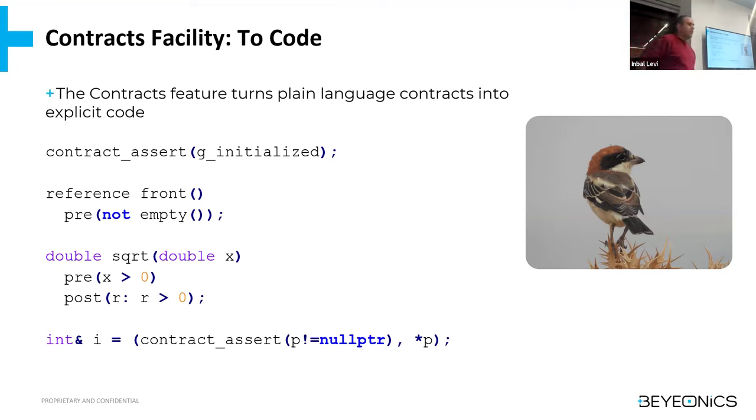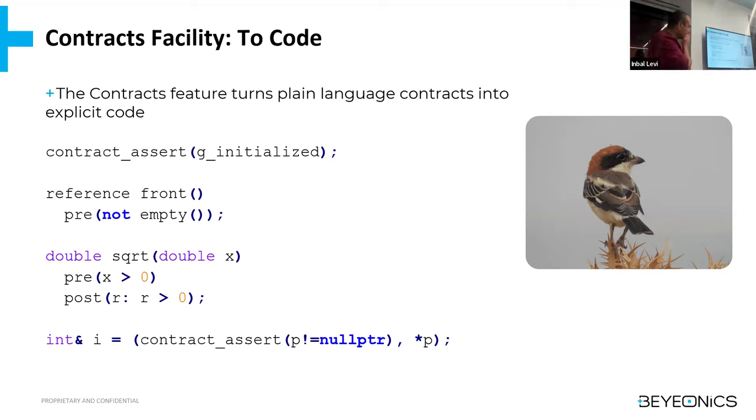I make sure that V is not null. Question? What is its value? What is it converted to? The contract assert? No. The value of the expression. The value of contract assert. All this is just disappearing because of the expression and the comma. Yeah, you use the comma operator.